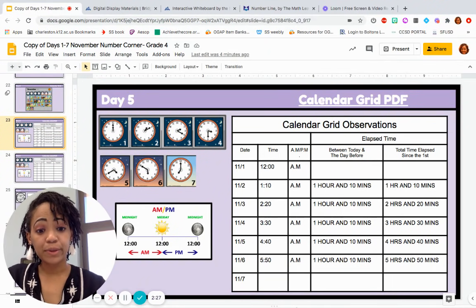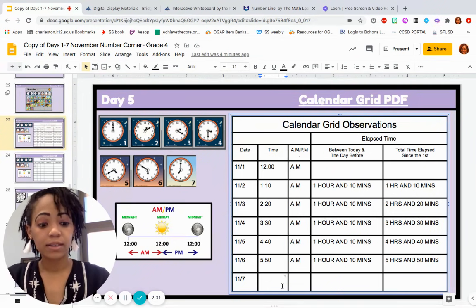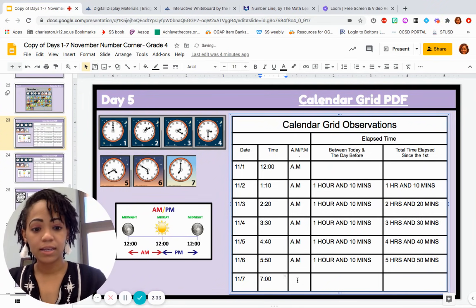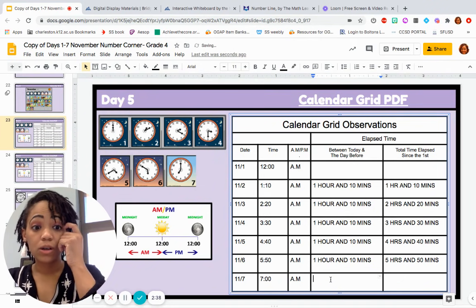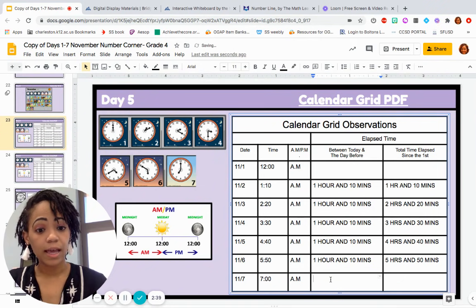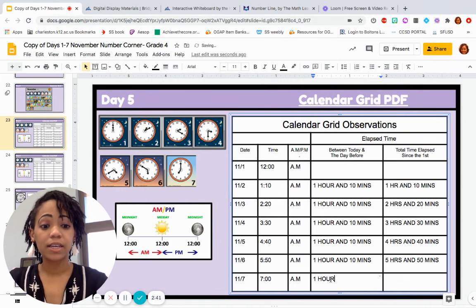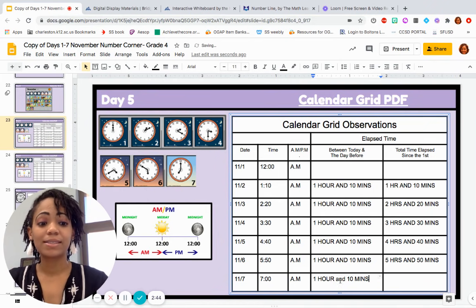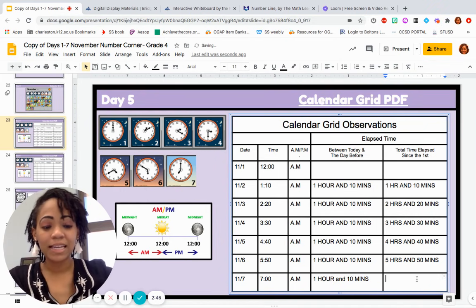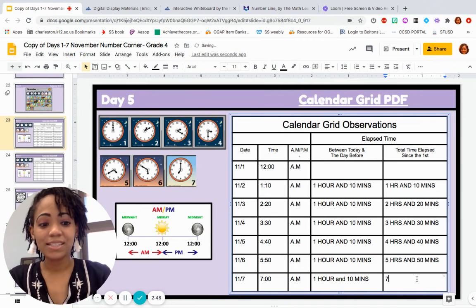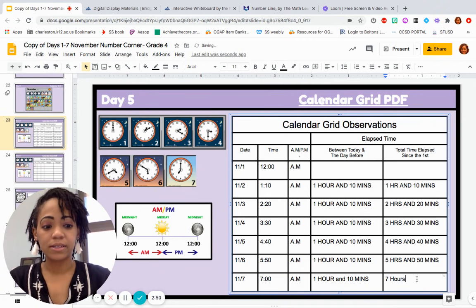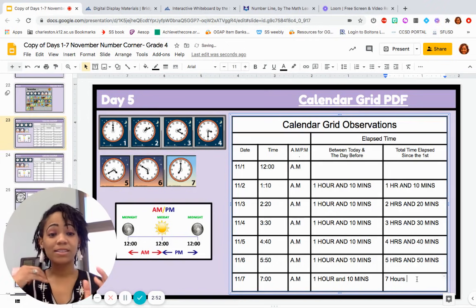All right, so here's our recording sheet. So 11:07 was 7 o'clock, and it is still a.m. So what's our elapsed time? Here it's an hour and 10 minutes still. So now we've collected 7 hours. From 12 o'clock to 7 o'clock, 7 hours have passed.